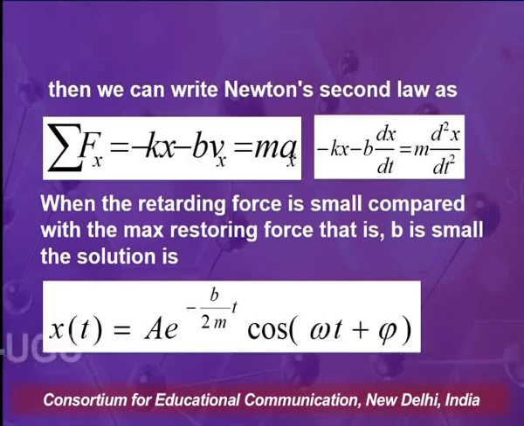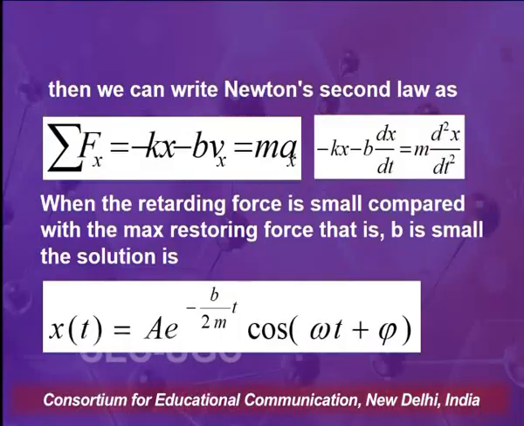If x is given, how do we calculate the velocity? We just differentiate the displacement, so v equal to dx by dt. And if we want to calculate the acceleration, we again differentiate the velocity, that is dv by dt. So its value will be a equal to d square x by dt square.